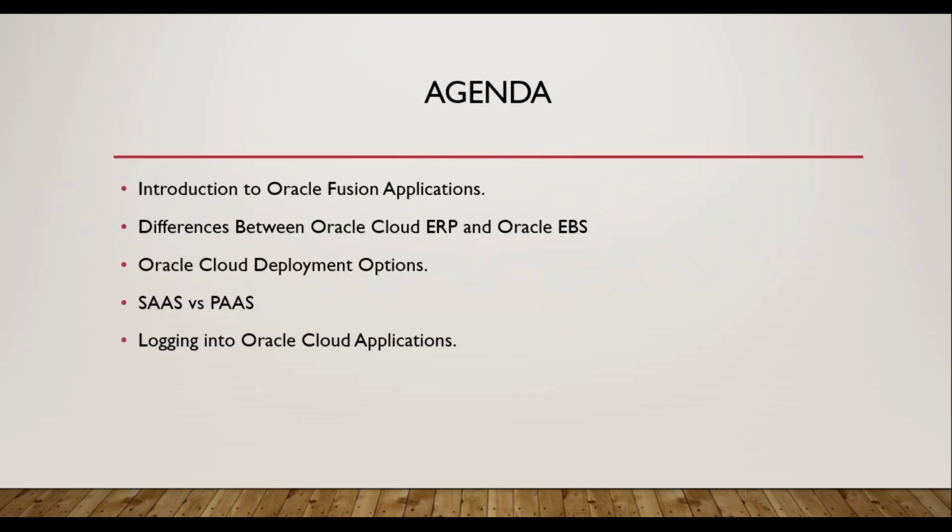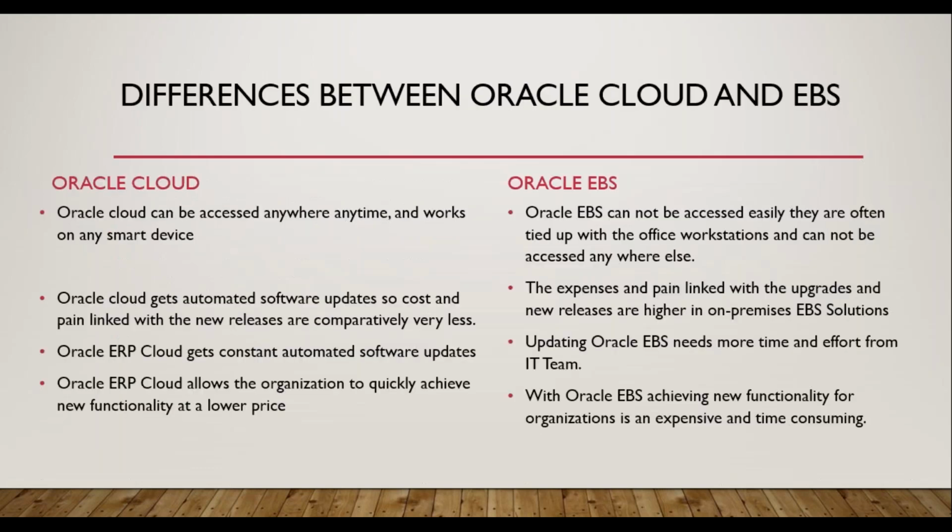So for today's agenda, it's an introduction of Fusion applications, the differences between Cloud ERP and EBS, and Oracle Cloud deployment options. Then we will be discussing what a SaaS is, what a PaaS is, and what an IaaS is. And we will be logging into Oracle Cloud applications, and then we can see the minimum navigation that we should be aware of. So let's get started with the first.